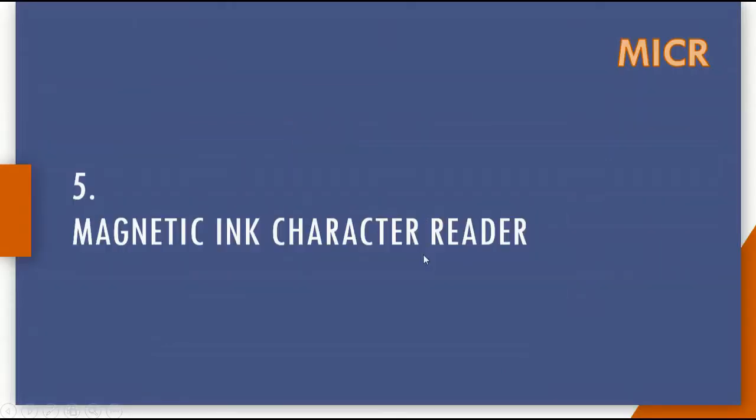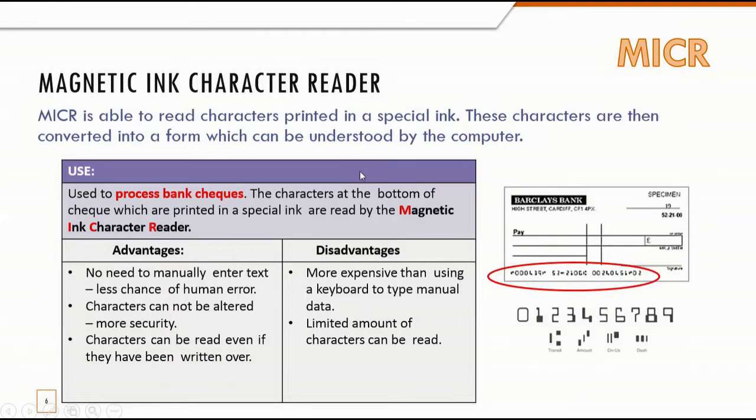The 5th device we are learning today, its short form is called MICR, and MICR stands for Magnetic Ink Character Reader. The magnetic ink character reader is actually a device that reads the characters printed using a special magnetic ink. This magnetic ink is often found on the bottom part of checks, and these characters, when the reader reads it, can be converted into a form which can be understood by the computer.